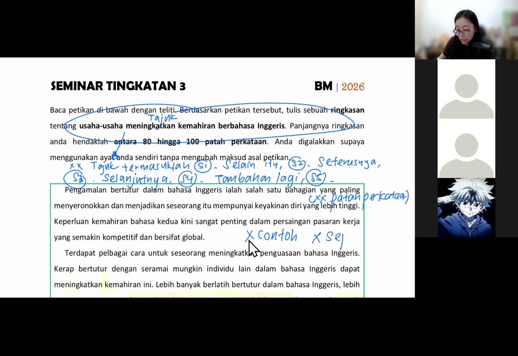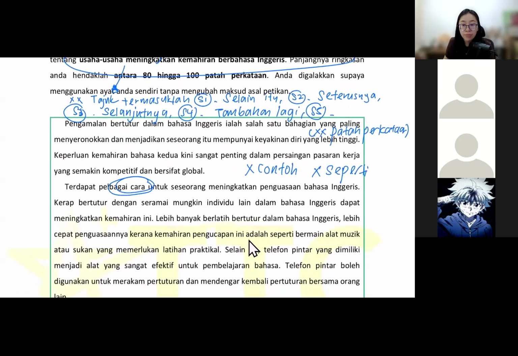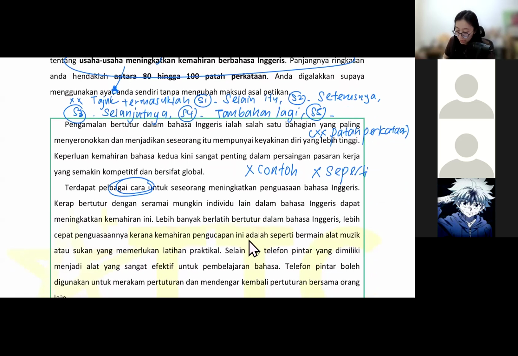And then I don't need seperti. Very easy to get the marks. Don't need seperti, don't need contoh. I just need the isi sahaja. So you see, terdapat beberapa cara. They give you a hint already. So starting from here, there's the answer. For example, usaha untuk meningkatkan kemahiran berbahasa. So it will be kerap bertutur.